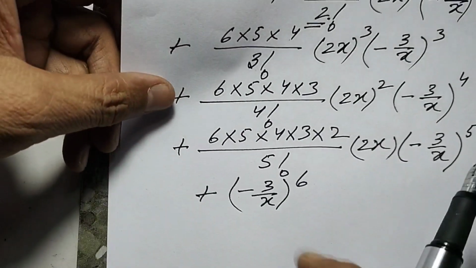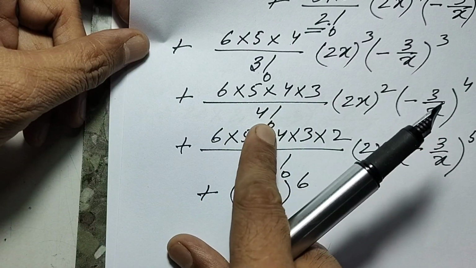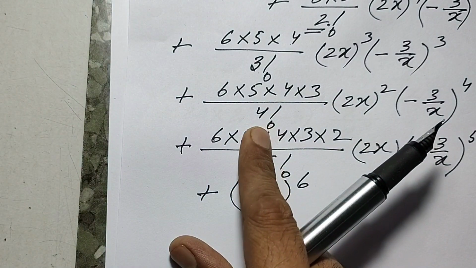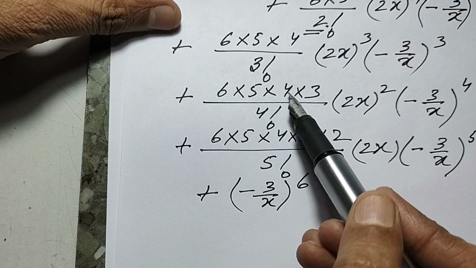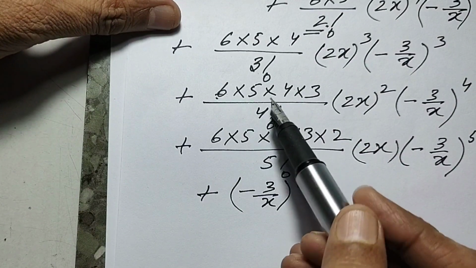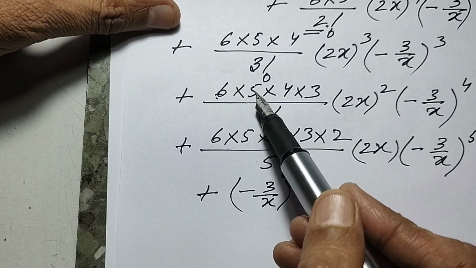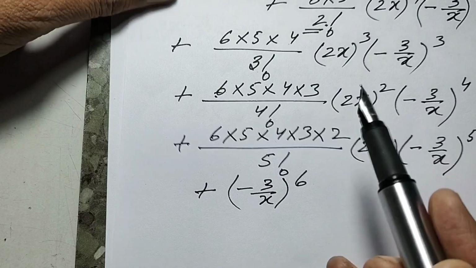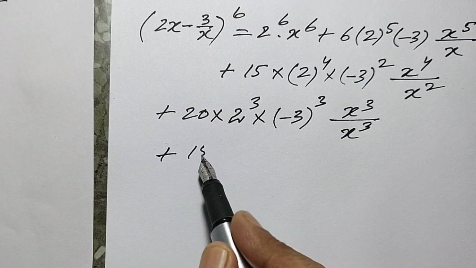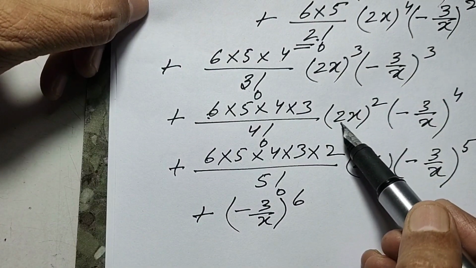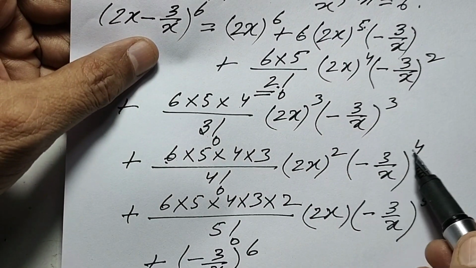If we move on to the next term, that is 6 into 5 into 4 into 3 upon factorial 4, and as we know, factorial 4 is 24, so that 24 will cancel factorial 4, because 6 into 4 is 24 in the numerator. We are left with only 5 into 3, that is 15. So the first numerical factor in the next term will be 15, and next 2 square and minus 3 raised to the power 4.